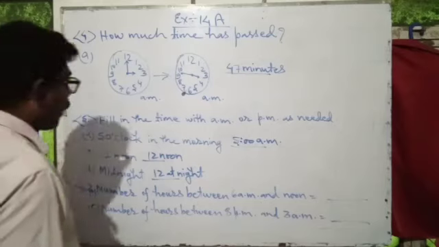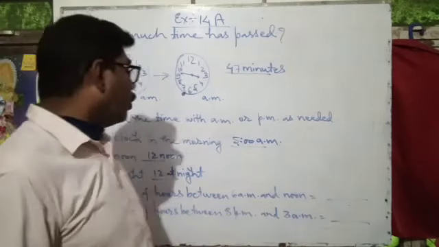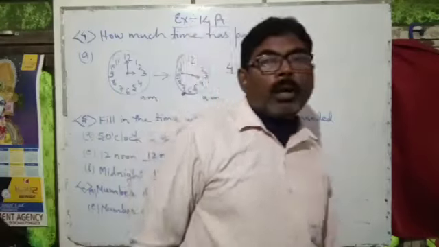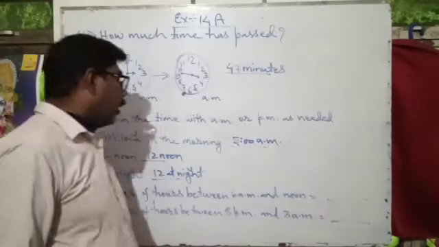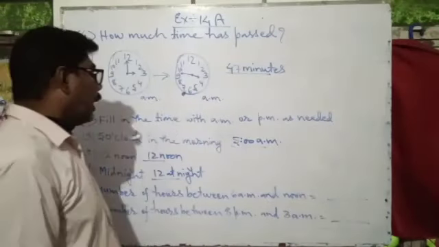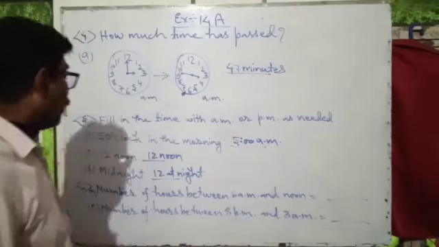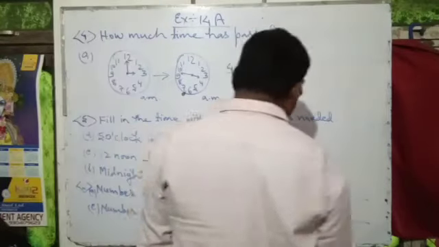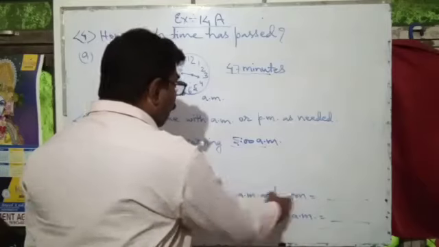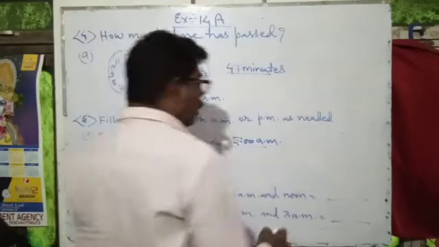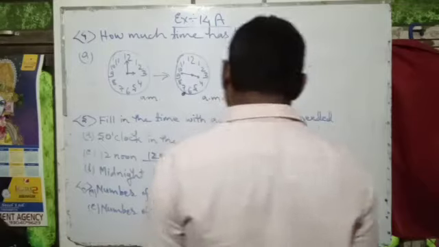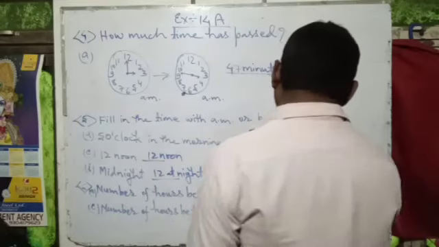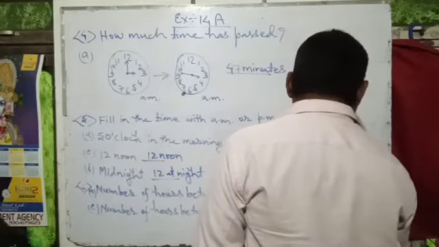Number of hours between 6 AM and noon. Noon indicates the time of midday. That means 12 o'clock midday time. That means here the duration is 6 AM to 12 midday. You subtract 6 from 12, that you get 6. That means 6 hours.